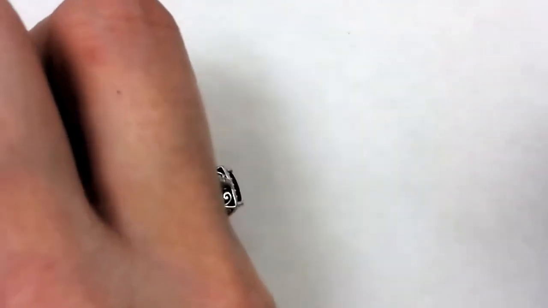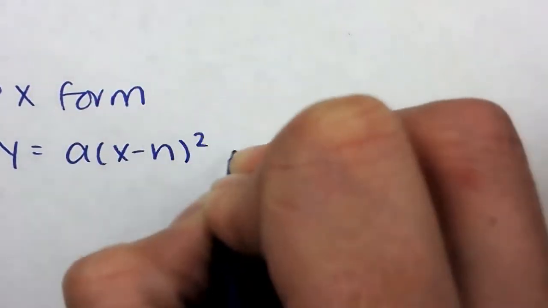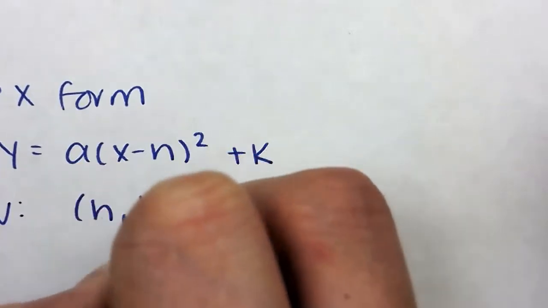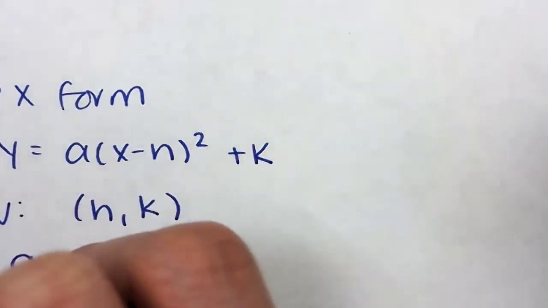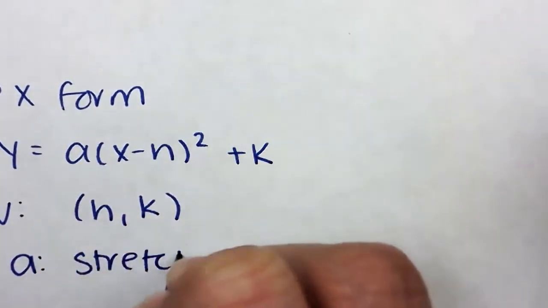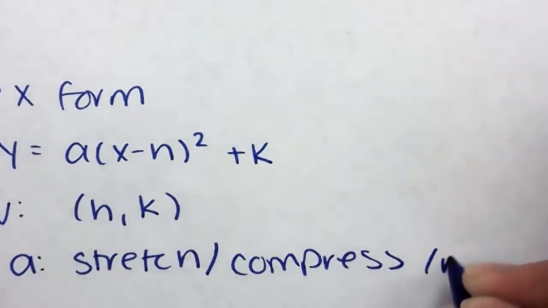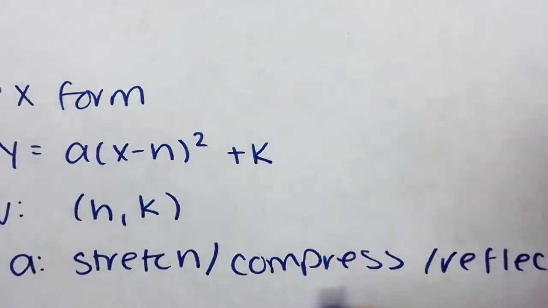All right, in order to prepare for the chapter test on Monday, you want to make sure you know the key pieces of information. Vertex form is y equals a, x minus h squared plus k. The vertex is h comma k. The a value represents stretch, compress, or reflect, depending on what its value is.